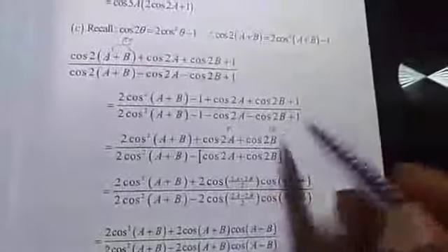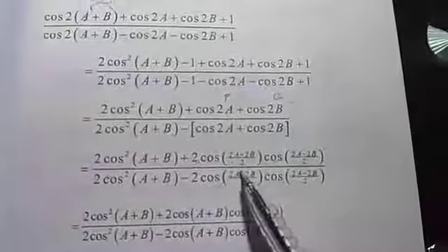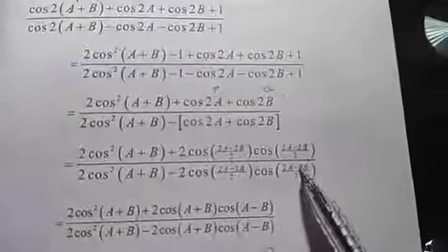Cos p plus cos q, I'll use the formula, and that is it. You can pause it again. When I use the formula, it will give me 2 cos (p plus q) over 2 cos (p minus q) over 2.